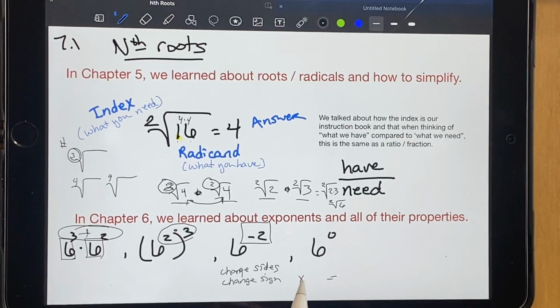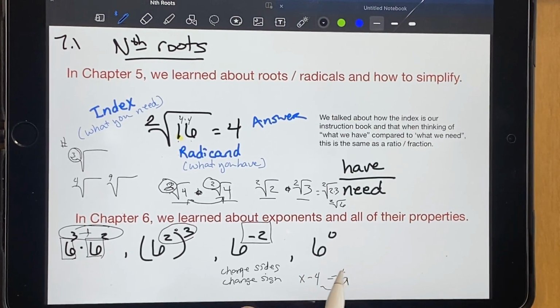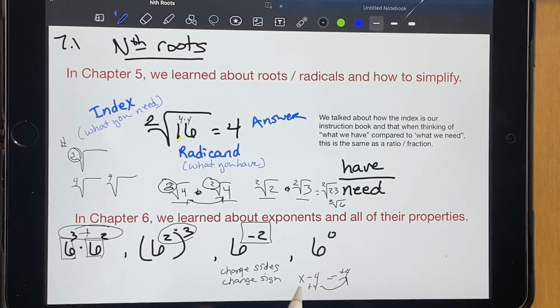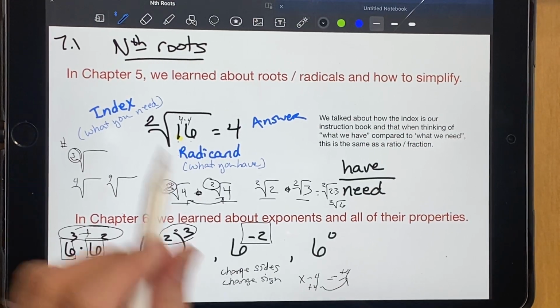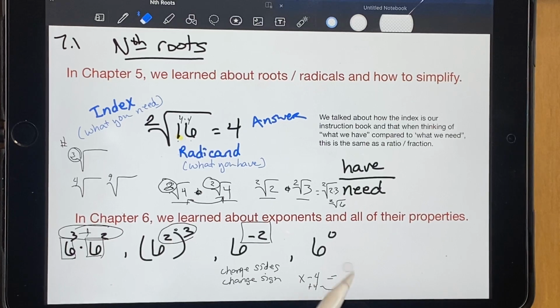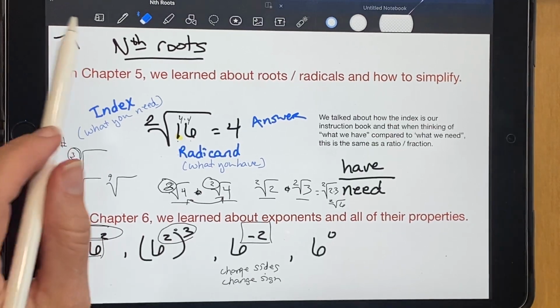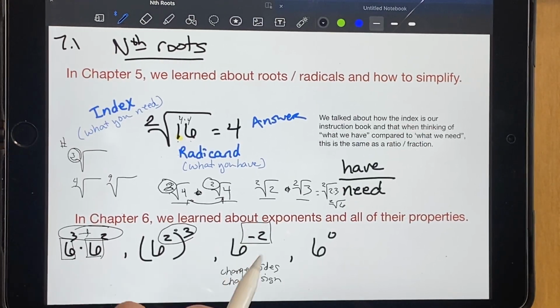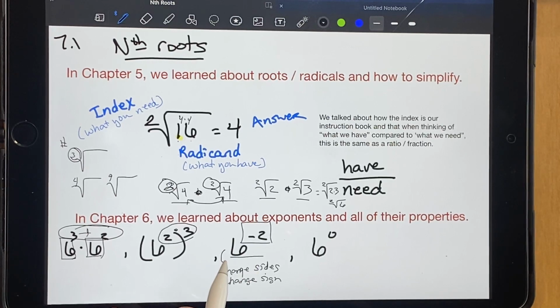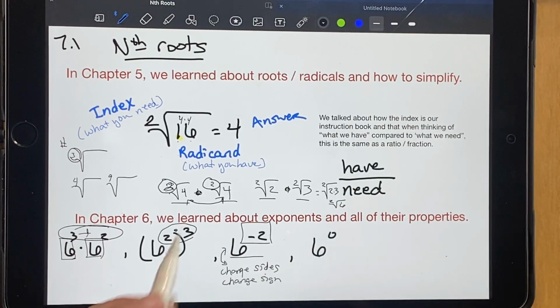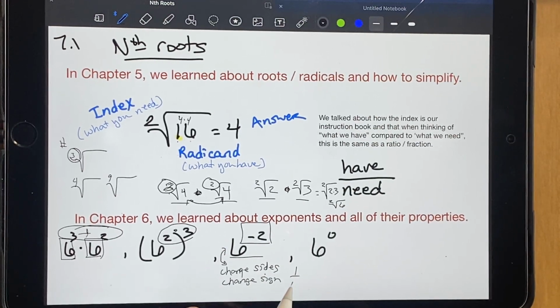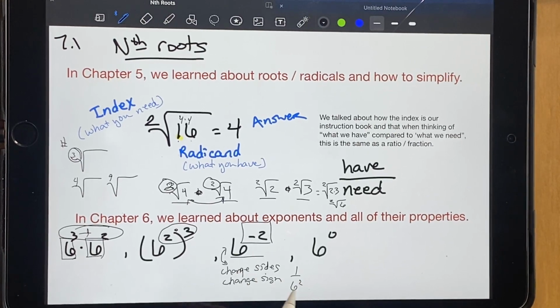So, if we had x minus 4, if I change sides, this is now plus 4 because we've added it. So anytime we change sides, we change the sign. It works exactly the same for exponents. If I have a negative up here, my side that I'm going to change is in this fraction form. So now if I can put it on the bottom, it goes from being a negative on top to a positive on the bottom.